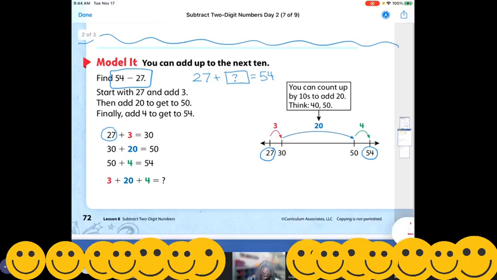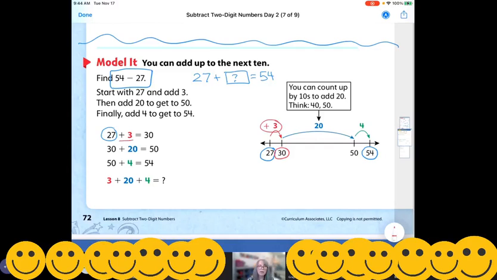Okay, so we want to go to this next 10, which is 30. Remember, the 10s are 10, 20, 30, 40, 50, and so on. So our next 10 from 27, our closest next 10 going up, is going to be 30. So we added 3: 27 plus 3 equals 30. Here it is over here.